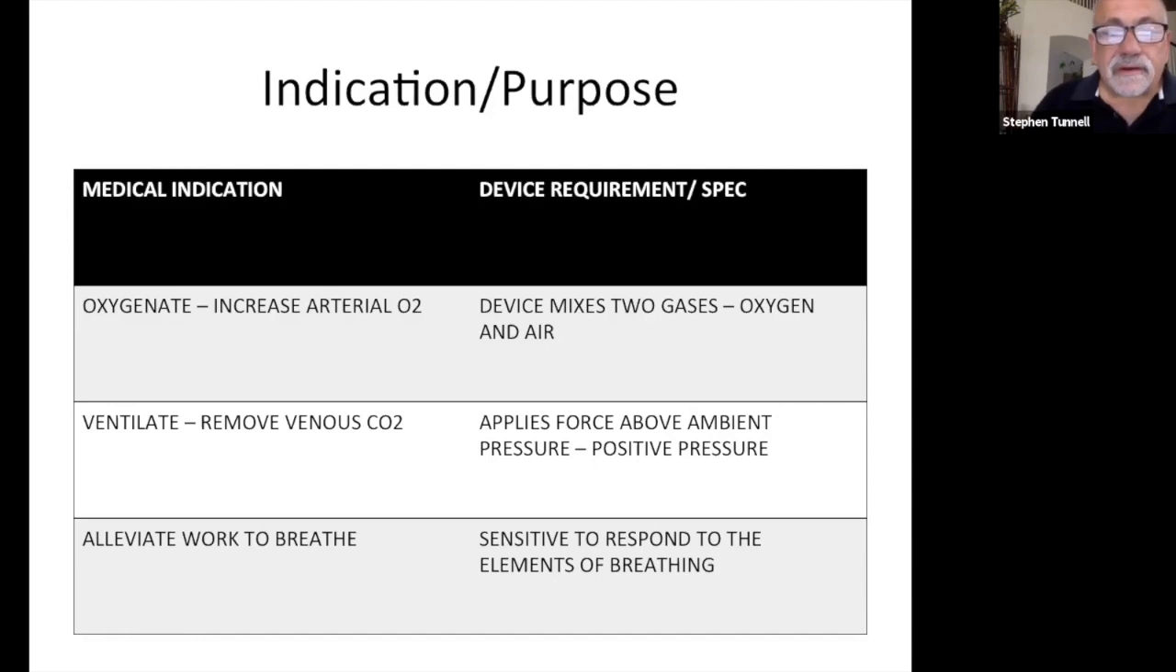So when we are no longer able to manage people with our external devices, then we commit people to mechanical ventilation. We can do it non-invasively by putting a mask on their face, or we can do it by putting an endotracheal tube or a tracheostomy tube into the patient, and then connecting them to the ventilator. So that's oxygenation. That's one reason why we put people on ventilators.